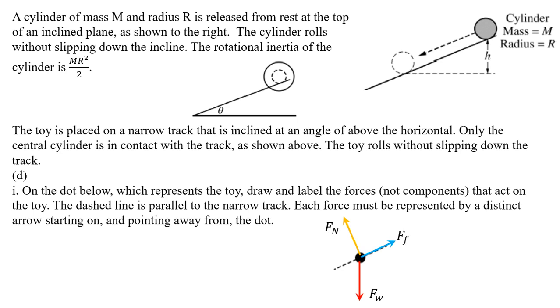Okay, the toy is placed on the incline below, blah, blah, blah, horizontal only, the central contact with the side above. The toy rolls without slipping. So it rolls without slipping, so that's a good thing. Means there has to be a force friction going up, right? So the force friction then is going up the ramp parallel to it, basically from the center, sort of. Okay, there we go.